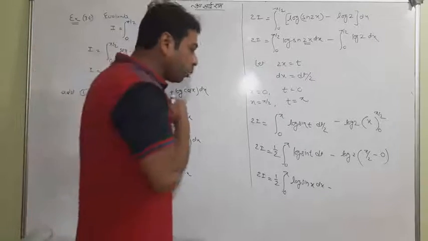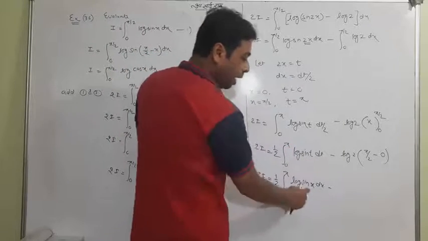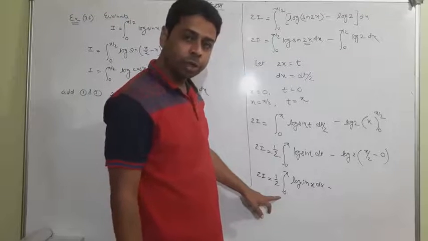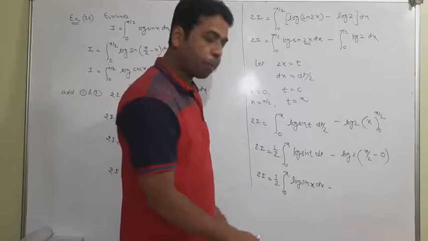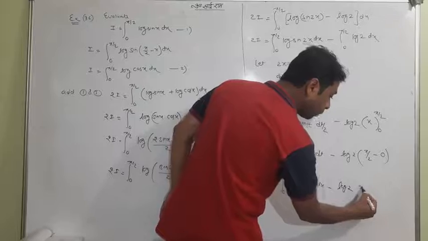So students, what I am doing here: it is log sin t dt. I have written sin x dx, and it can be done because you are not changing the limit, and it can only be done in the case of a definite integration. It's a property. Log 2, and this is pi by 2.